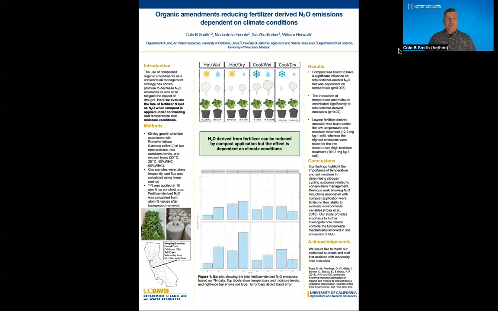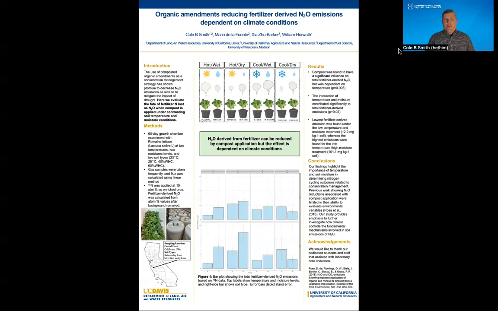For this project, we built specialized chambers to be able to hold the entire pot, including the plant, and measure gas coming off of them over the period of 1 hour. We then took these 4 points measured over 1 hour and were able to derive a flux. From this flux, we calculated the cumulative N2O emissions over the entire growth period.